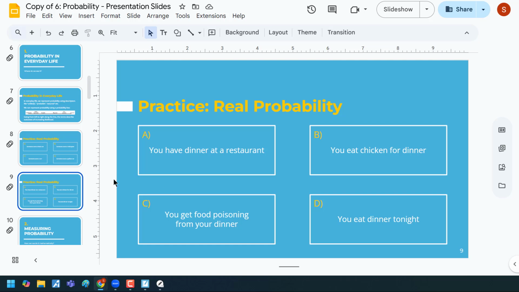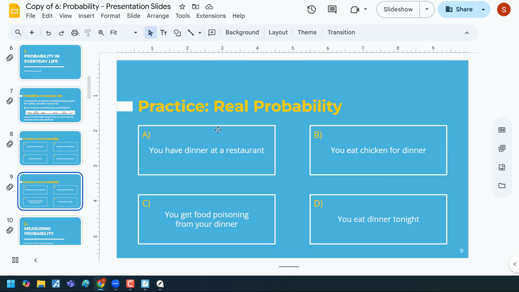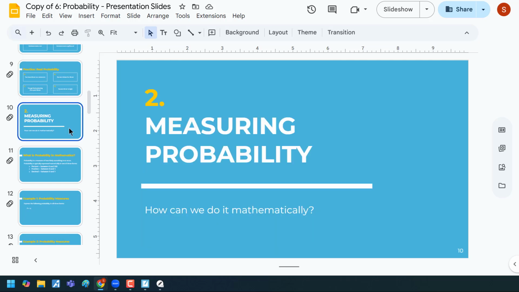And then you eating dinner tonight. So once again, you're eating dinner tonight. That's probably very, very probable, almost assured, because most people, I think, eat dinner daily. Then again, may not be most people. And maybe it's doubtful that you'll have dinner tonight. So the probability is different for different people.